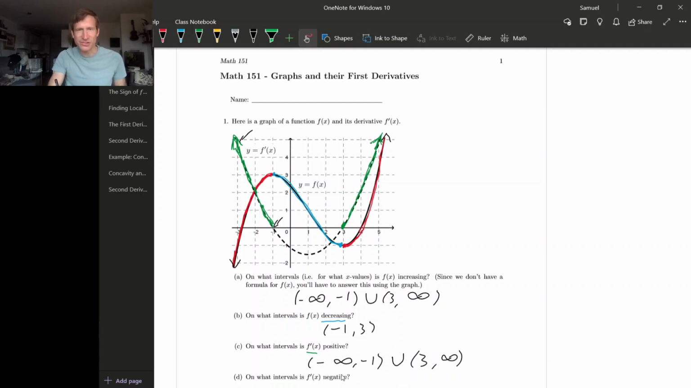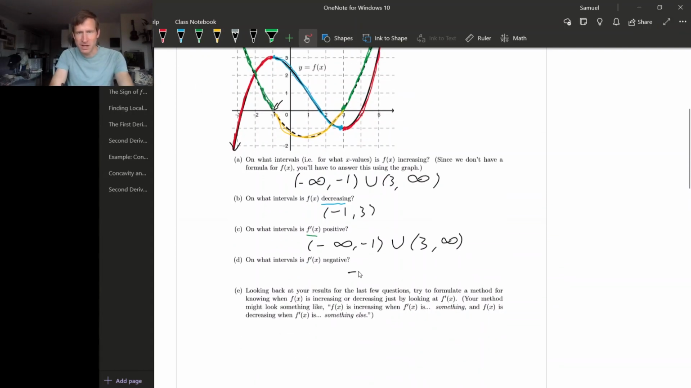On what intervals is f prime negative? Well, it's just this middle spot where it's sticking down below the x-axis. So that's from -1 up to 3. All right, now if you haven't thought about E yet, please pause and think about it.